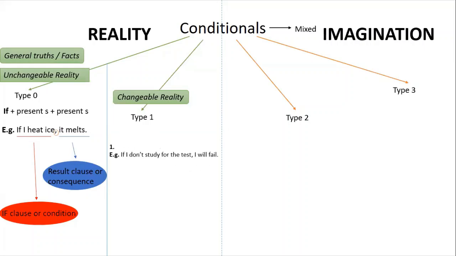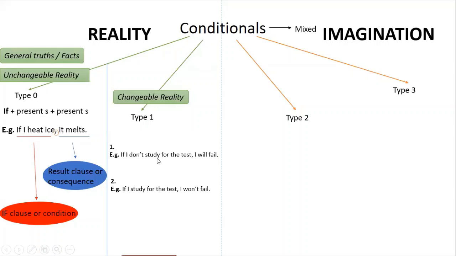So we have here some examples, like here, if I don't study for the test, I will fail. Now, this is one possibility. This is what is going to happen if I don't study. But what happens if I study? Then if I study, I won't fail, right? So here we have two different types of realities that I can change according to what I want, according to the possibilities. I mean, according to what I want to do, and the possibilities that there are.